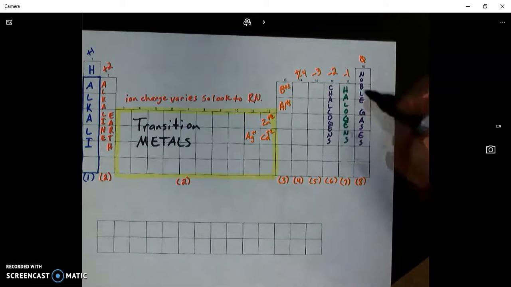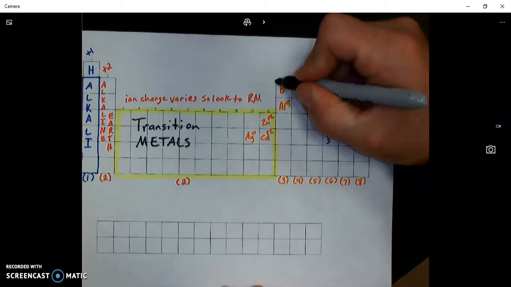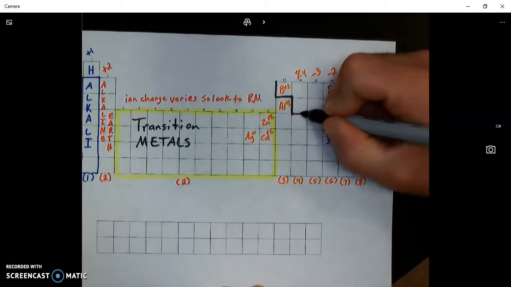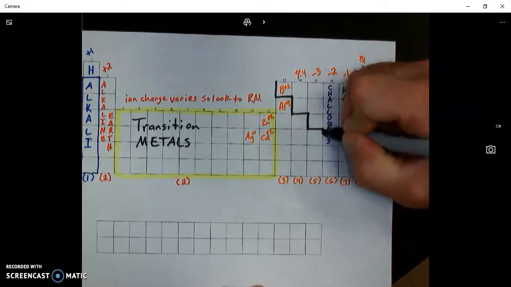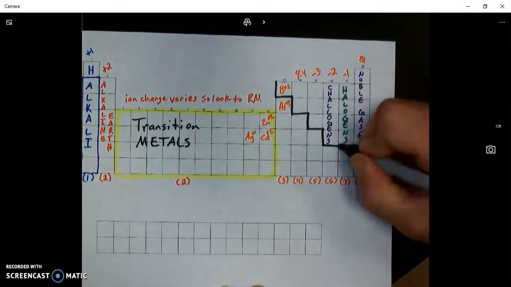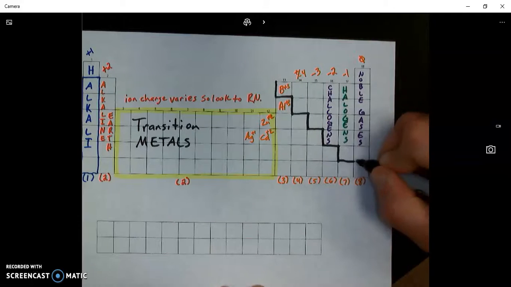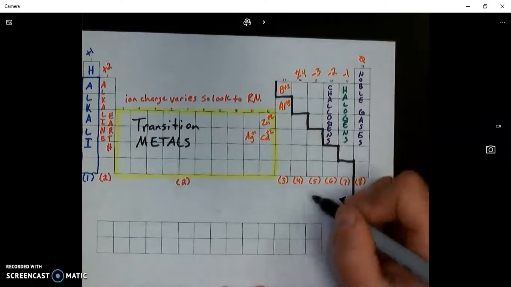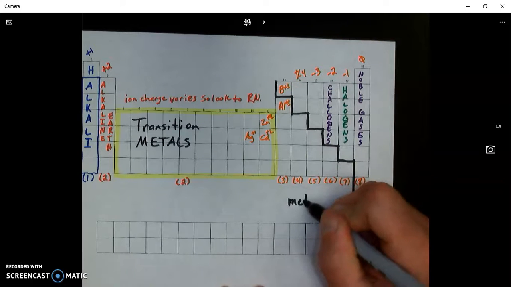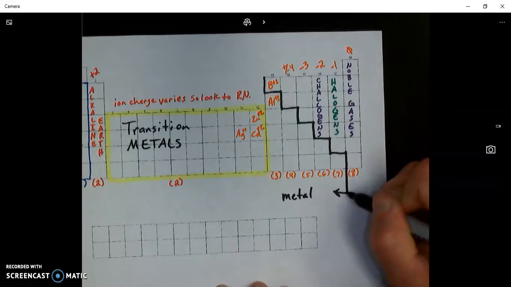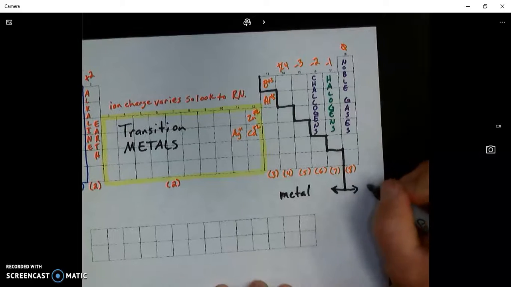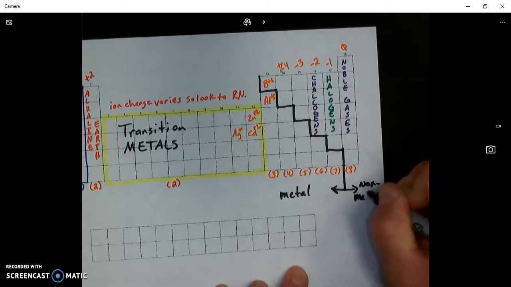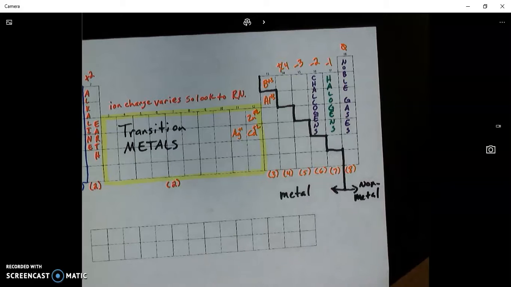The metalloid staircase goes stepping down through the elements like this. And everything to the left is a metal. Everything to the right is a nonmetal. Okay?